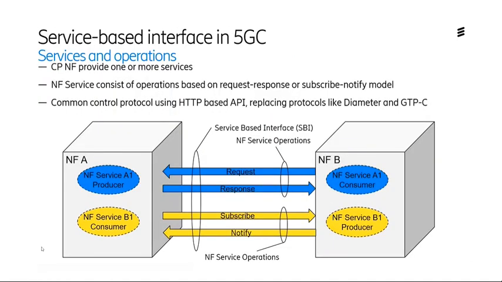Service-based interfaces are used in the 5G core. The control plane network function provides one or more of these services. The network function service then consists of operations based on a request-response or subscribe-notify model, which is a REST protocol. And the common protocol used is HTTP, which is used for communications with and exposing the APIs. We're replacing more common protocols that we used in the past, like Diameter and GTP control. And this really simplifies the programming interface to the 5G core.